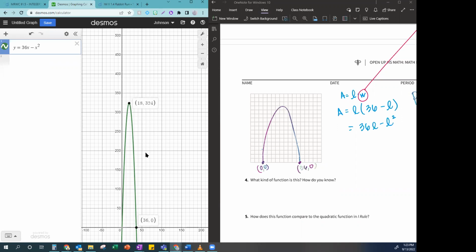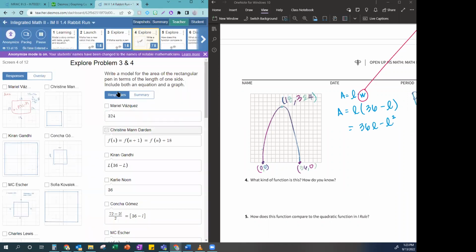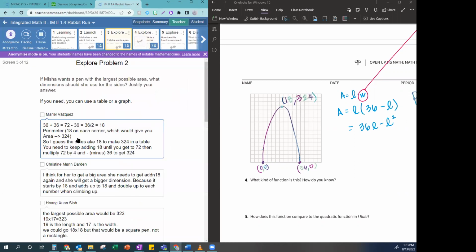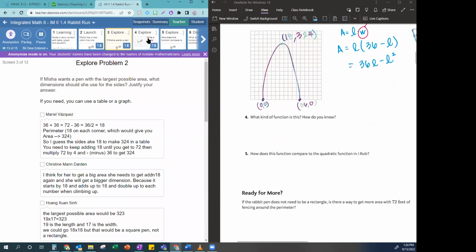So 18, 324. Wait a second. I remember that, 18, 324. Someone was telling me about 18, 324. Yeah, you guys all should remember this. From the previous slide, you all told me that the biggest area for my little wascally wabbit is going to be 18 by 18, and it's going to be 324. It's all connecting, right? It's all connecting. So let's continue on.